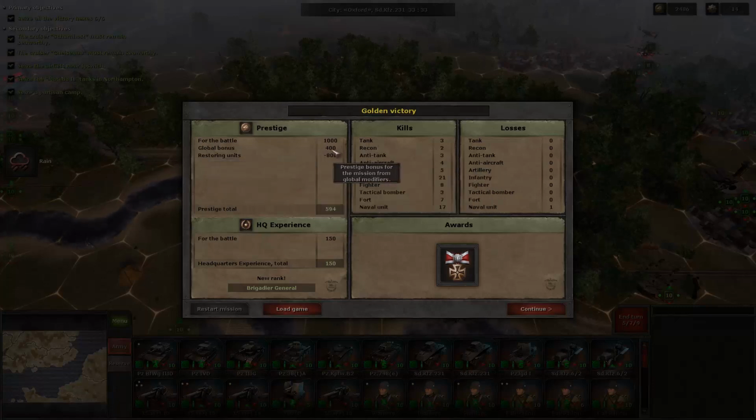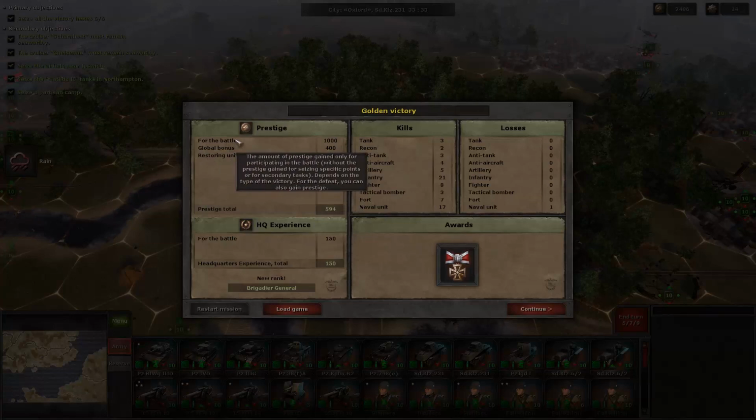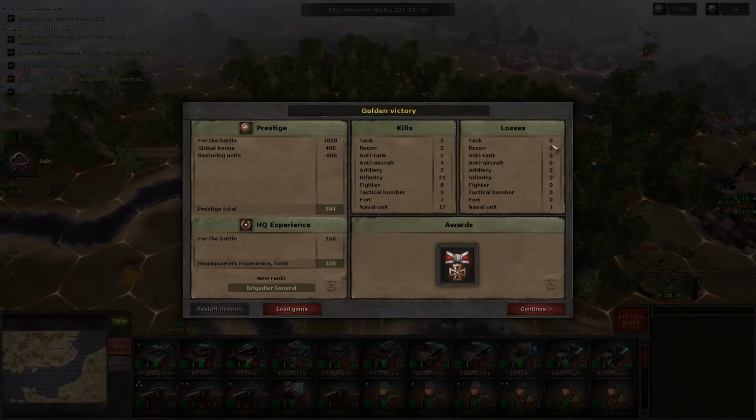We get 400 global bonus for winning now that the UK has fallen and Russia is still not at war with us. So we get a lot. Defeating the UK gives you a 30% modifier over your base prestige. That's where the 300 comes from. Then 100 for the trade with the USSR. Makes a total of 1400. We lost 806, so we still have 594 left. Pretty good. You can see all the stats out here, and we get the Knight's Cross with oak leaves.